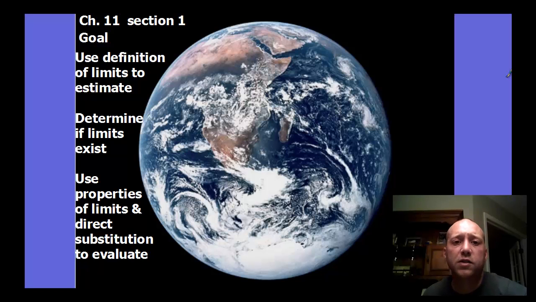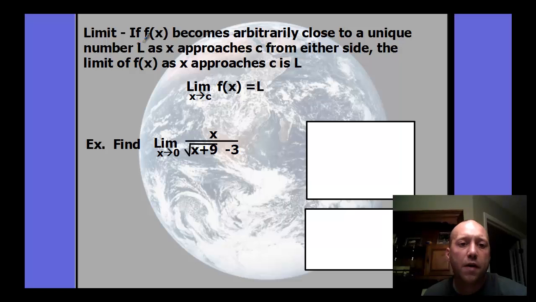Precalc chapter 11, section 1. So we're going to talk about limits. A limit: if f of x becomes arbitrarily close to a unique number L as x approaches c from either side, the limit of f of x as x approaches c is L.